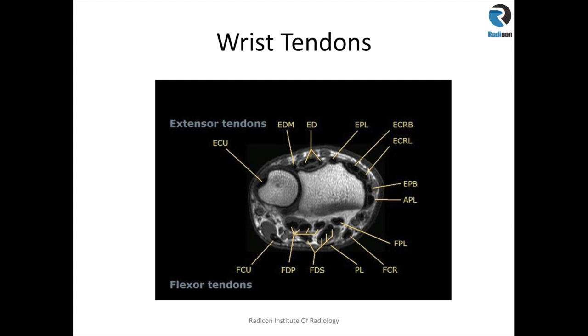So extensor compartment 1 is APL and EPB. Then 2 is extensor carpi radialis longus and brevis. 3 is extensor pollicis longus. Then extensor digitorum. Then extensor digiti minimi and extensor carpi ulnaris.